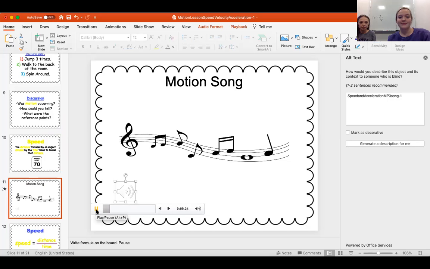Speed is calculated by dividing the distance by the time. If you travel 100 meters in 4 seconds, then your speed is 25 meters per second.